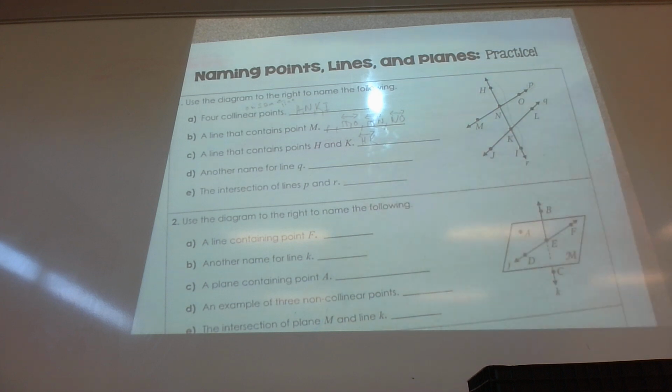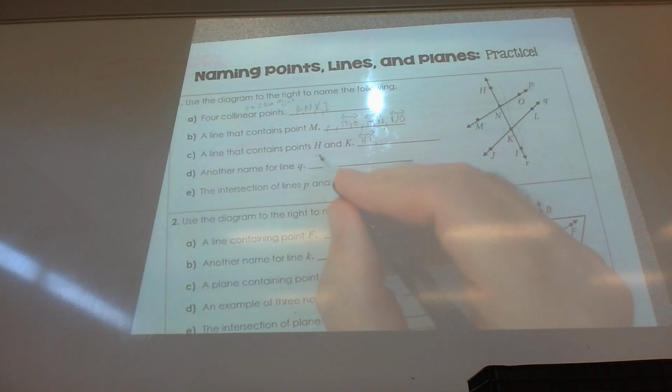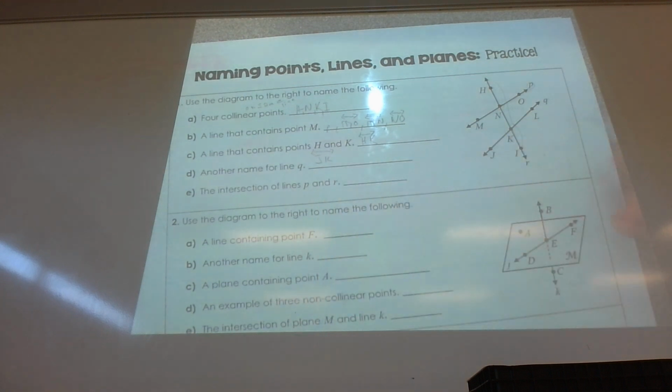Alright, D, another name for line Q. Well, Q is right here, so another name for it, well, there's JK, but we can do JL, KL, and you can reverse the letters, KJ, LK, and it doesn't matter. It's just got to be points that are on that line.